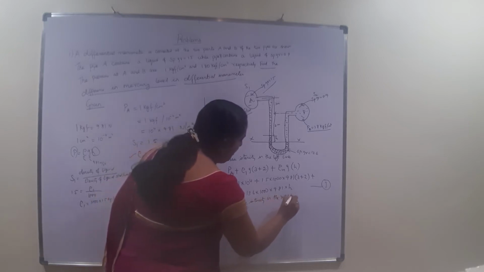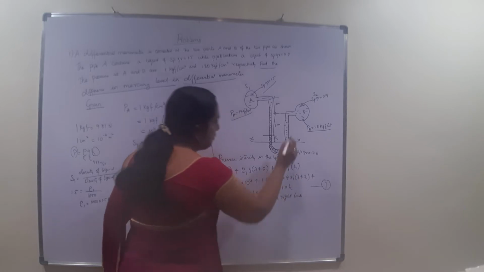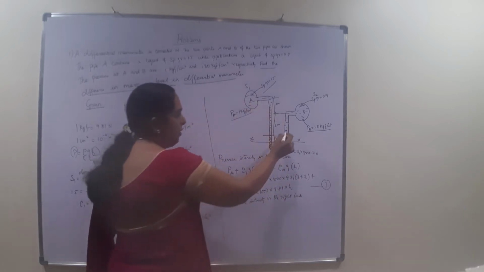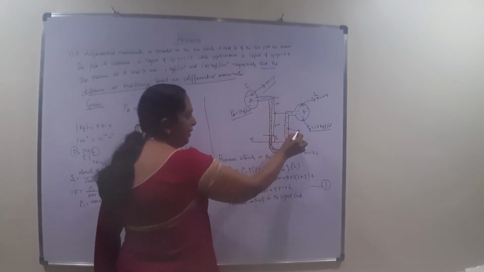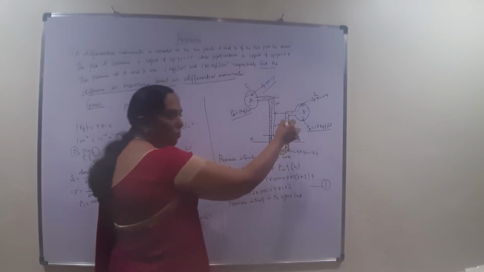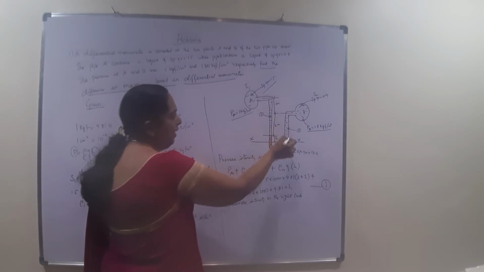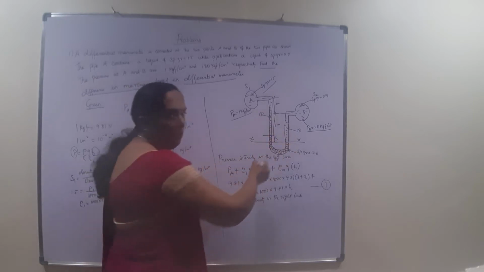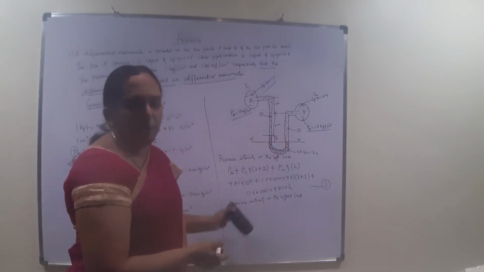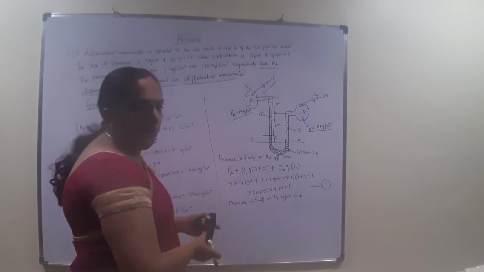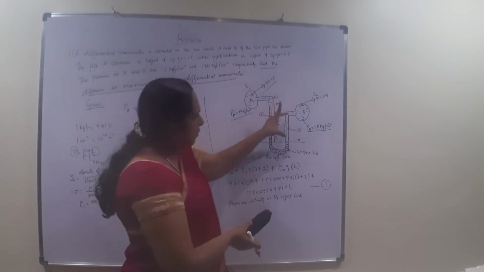So in case of the right limb, the pressure is because of two cases. One is because of this liquid, that is, we are considering that as rho 1 or rho 2. Here we are considering this as 2 and this we are considering as 1. Am I right? And apart from that, if we have mercury, we will be having the mercury. But here in this case, we don't have mercury.